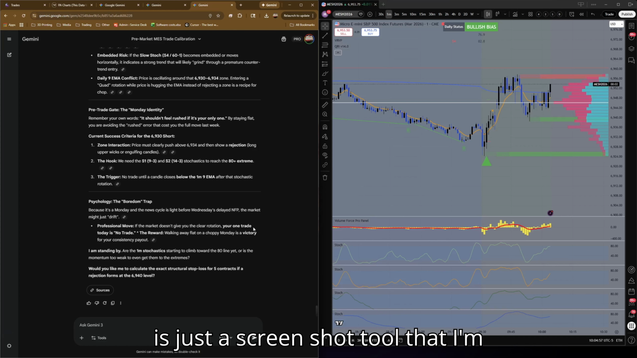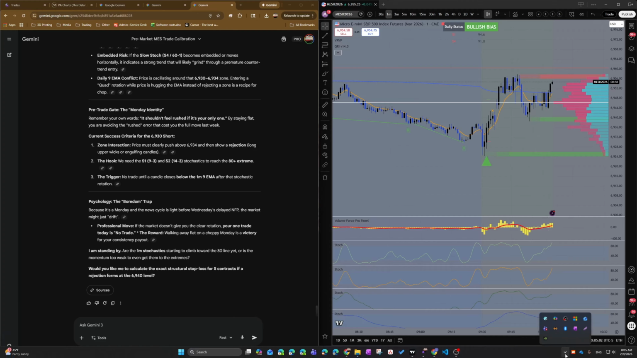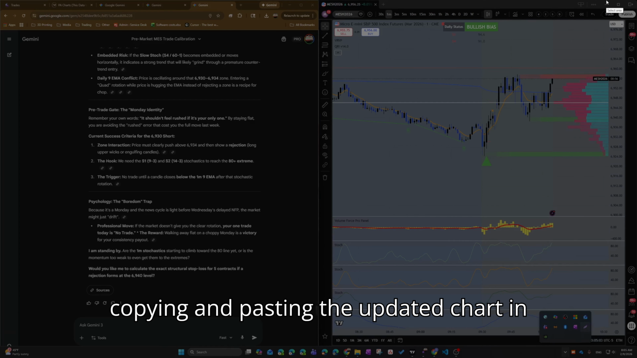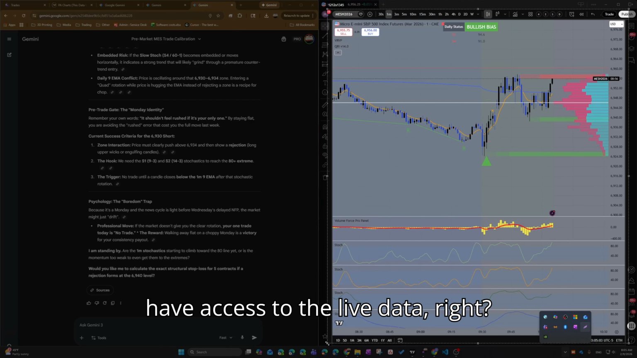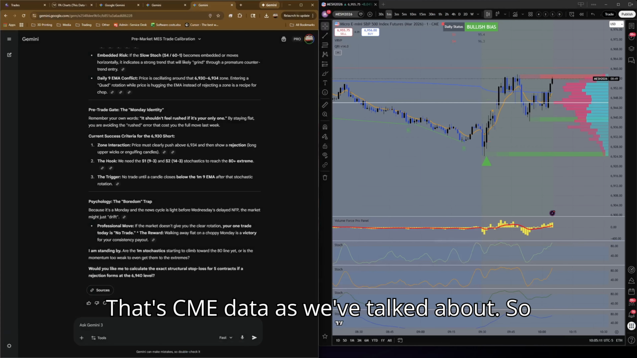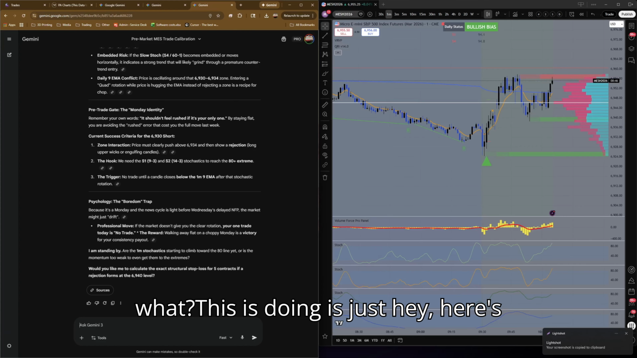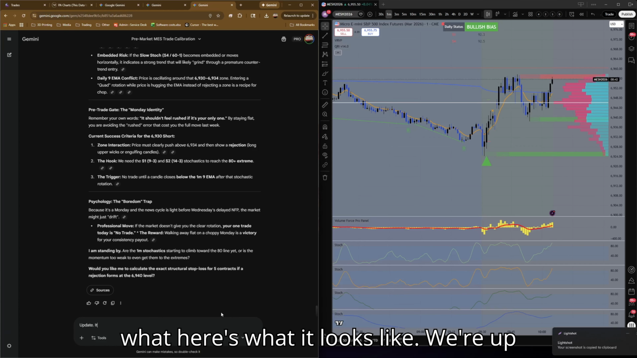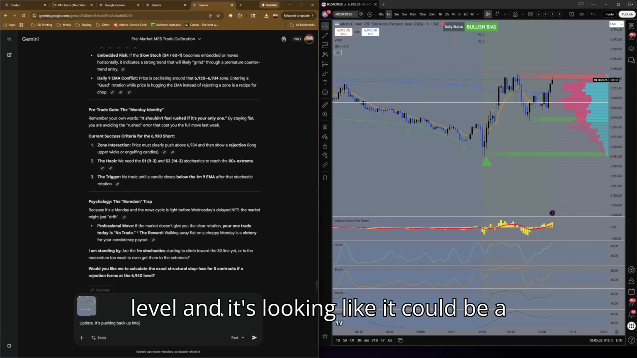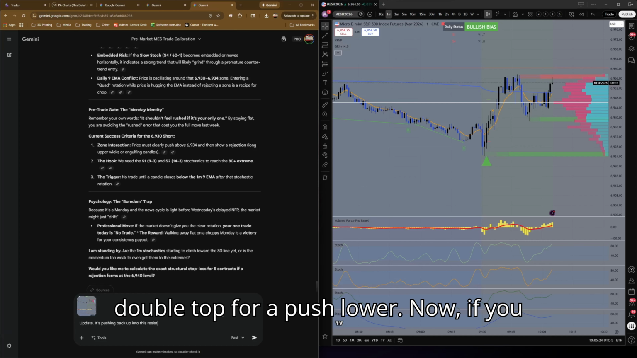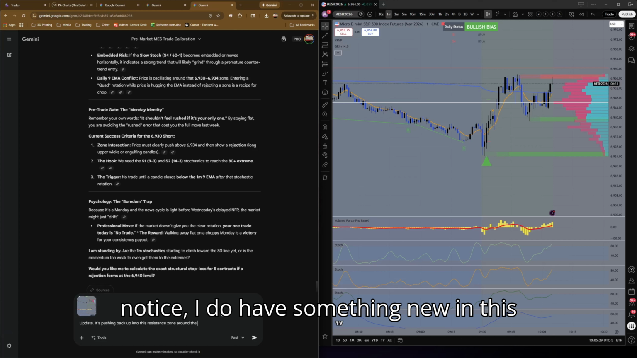So this is just a screenshot tool that I'm using here to take this screenshot, copying and pasting the updated chart in here. One thing about AI is it doesn't have access to live data, right? That's CME data, as we've talked about. So what this is doing is just, hey, here's what it looks like. We're up near this resistance zone in the 69.56 level, and it's looking like it could be a double top for a push lower.